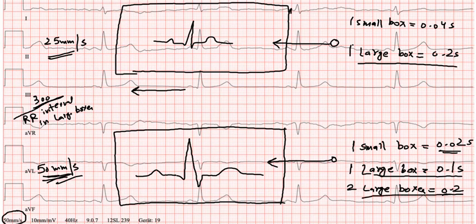So instead of calculating one large box as 300 and two large boxes as 150, we can calculate two large boxes as 300 for the sake of simplicity. Okay, four large boxes as 150, six large boxes as 100, eight large boxes as 75, 10 large boxes as 60. Okay, this is for the sake of simplicity because now the calculation and measurements have changed.